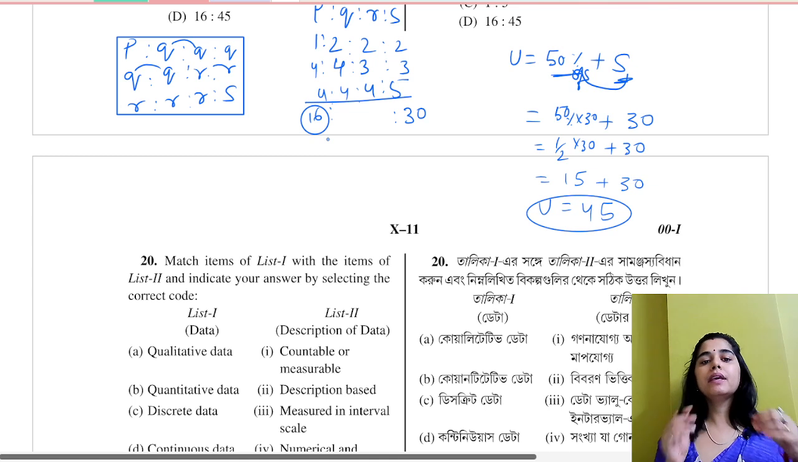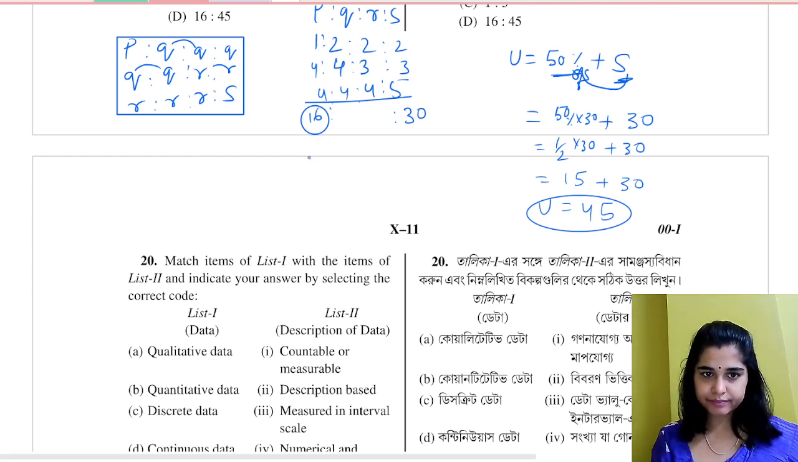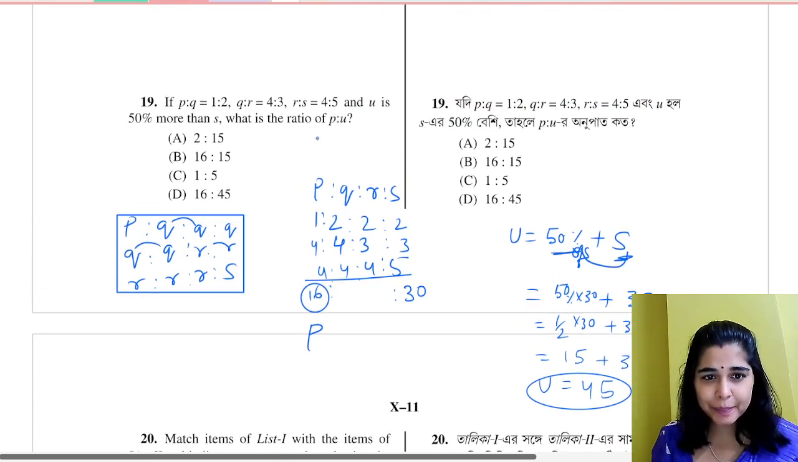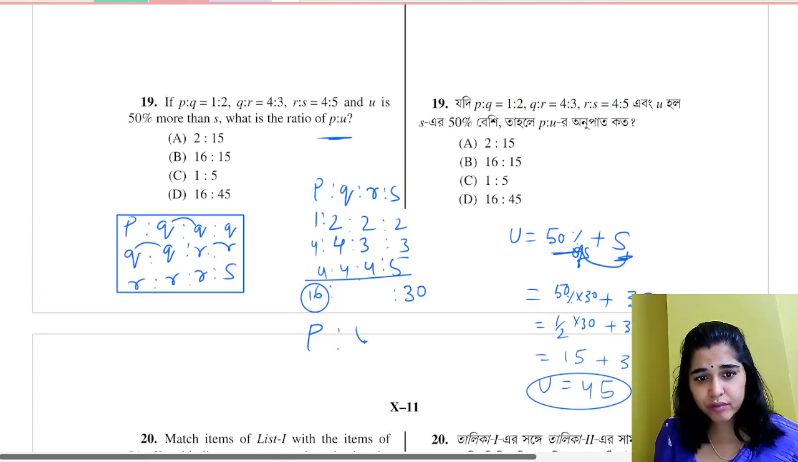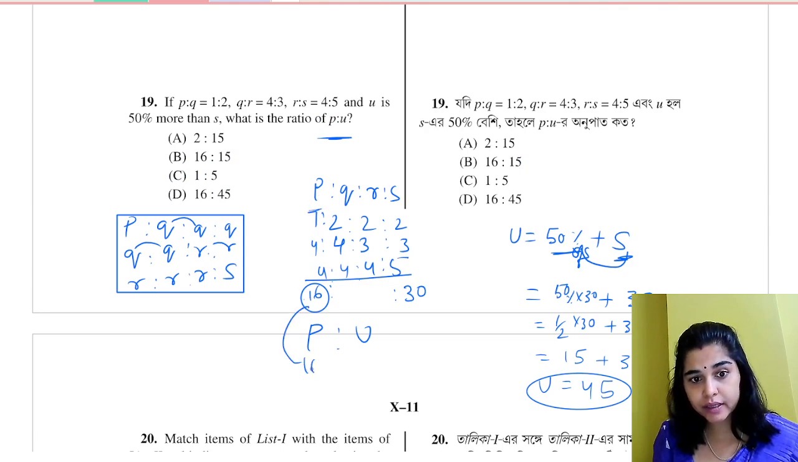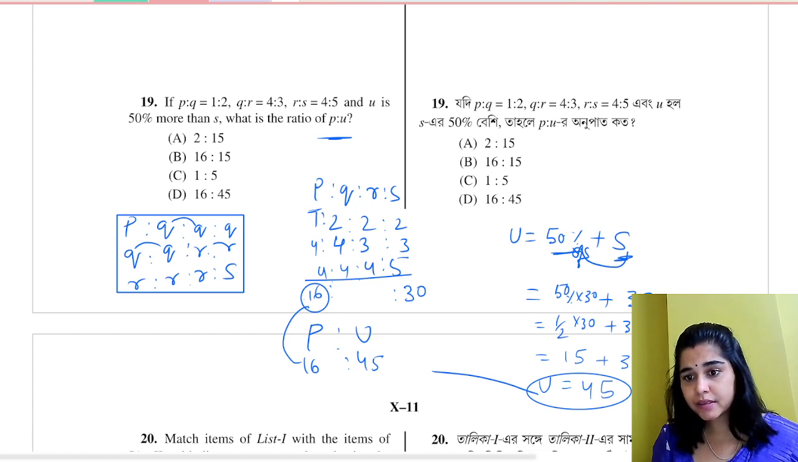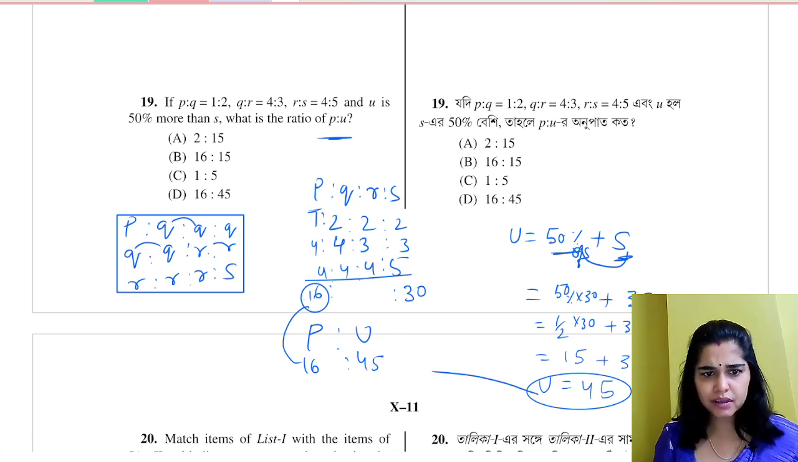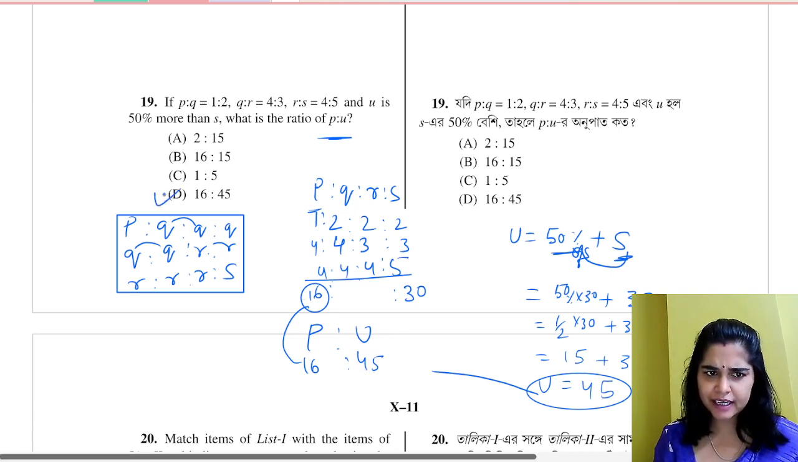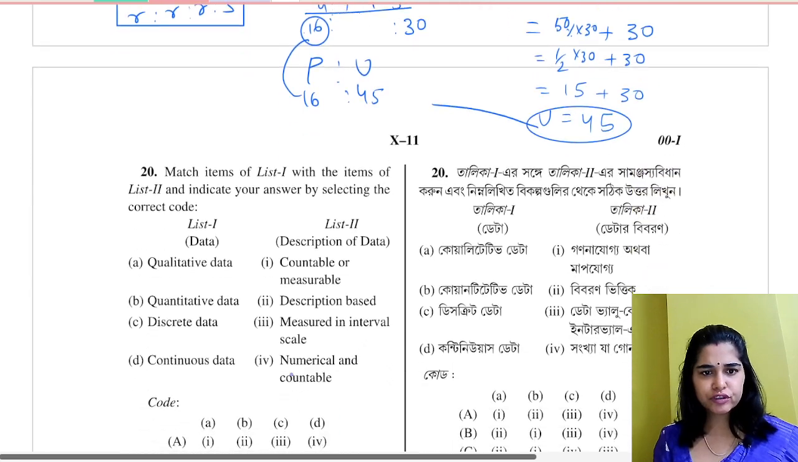What is P? They are asking what? What is their question? The P is to U. So P is to V. Where is P? Here. The P is what? 16. So right here 16. And what is U? We got U what? With answer. Simple. We are getting answer is D. Move to the next question.